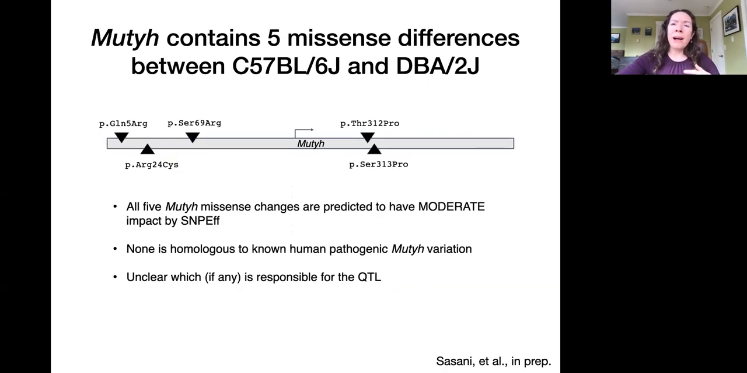So there are actually 5 different missense differences between BLAC6 and DBA2J in MUTYH, and we don't at present know which one of these is most likely to be the culprit, or if perhaps there's some regulatory variant we're missing that might be the culprit. But I'm going to walk you through what we've been able to figure out by looking at these variants in particular. So all 5 of these differences are predicted to have moderate impact by the SnpEff program. None of them is a smoking gun that's high impact or homologous to any of the human pathogenic MUTYH variation.